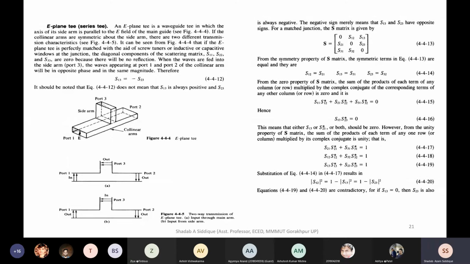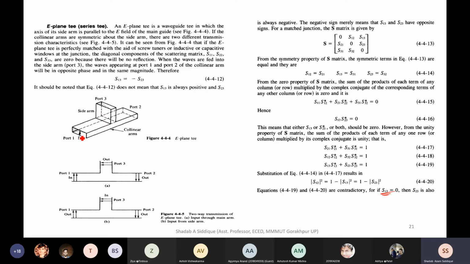If S13 and S23 become zero, then if you apply input at port 3 and take output from port 1, it will be 0. Similarly, S32: if you apply input at port 3, you get output at port 2, and it will also be 0. But it should not be 0, because if you are applying input, there should be a transmitted wave, a scattering coefficient S13, and that should not become 0.